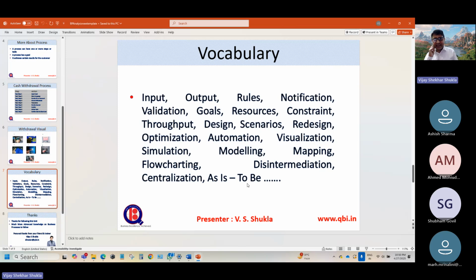Processes have notifications. So, a notification is, say for example, you withdraw cash, you get an alert or a notification that cash withdrawal has been done. Validation. So as we carry processes through software screens, there are some input validations. Processes have goals. Processes consume resources. So you need to identify the resources. Processes could have constraints or bottlenecks.